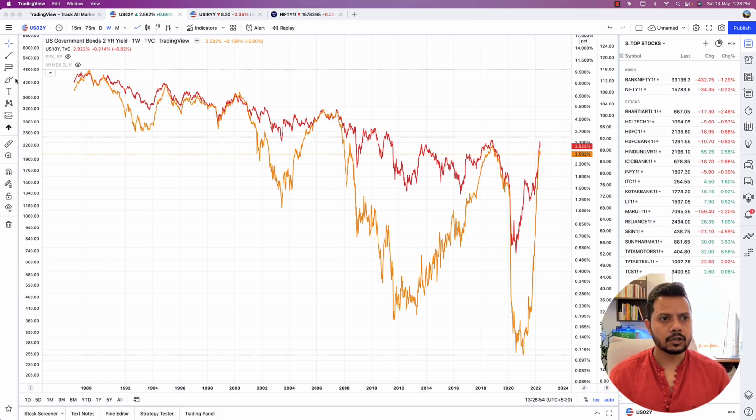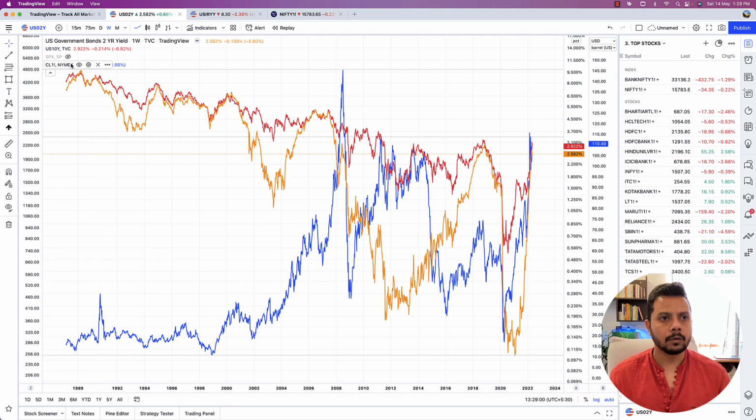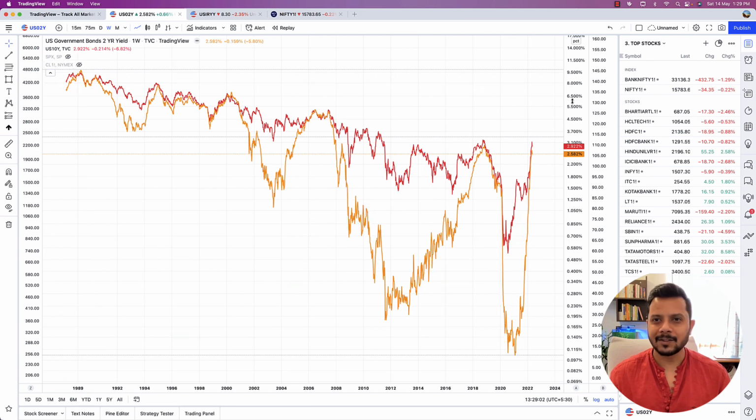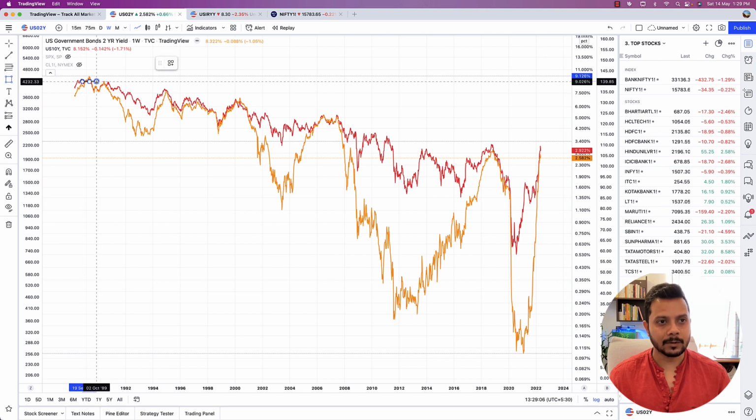In fact, I should have marked this with the rectangular tool that we have on TradingView. Okay, I will come to that. That's the chart of NYMEX crude. That's the chart of crude in NYMEX, to be precise.